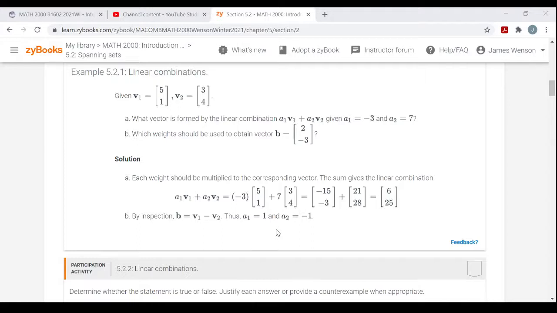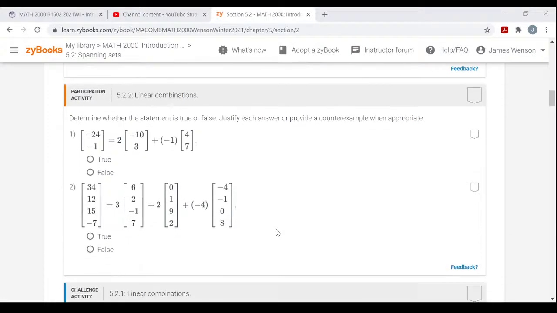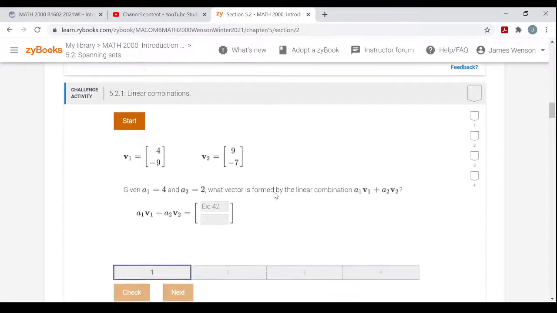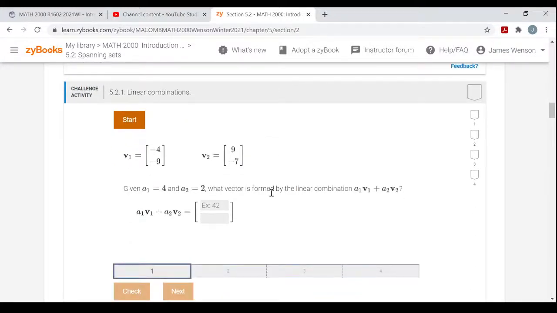Now this, I'll just leave this to you. Is the vector negative 24, negative 1 a linear combination of negative 10, 3, and 4, 7? Just negative 20 plus negative 4, yeah, that's negative 24. 6 plus negative 7 is negative 1, yes, this is true, and then I'll leave the second one to you. All right, easy enough. The challenge activity is, again, pretty simple.